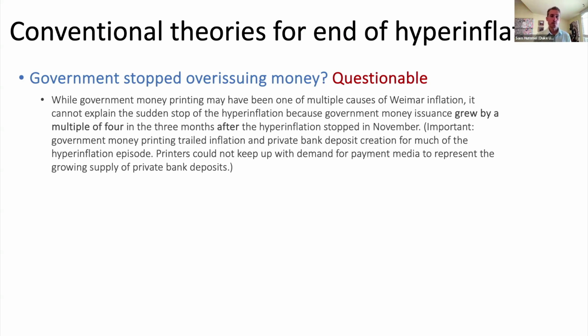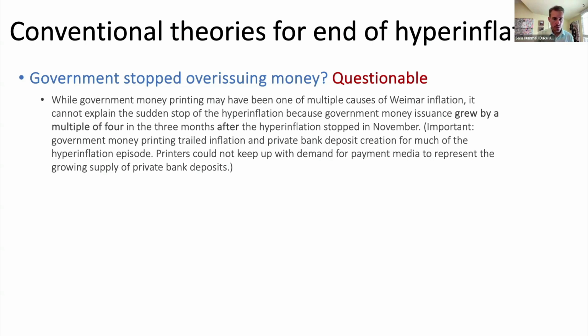And it's important to remember that government money printing actually trailed inflation and private bank deposit creation for much of the hyperinflation episode. It was really a situation where the printers, literally, they had 1,700 printers on the job, could not keep up with the demand for payment media that was required to access the new bank deposits in the form of paper media.